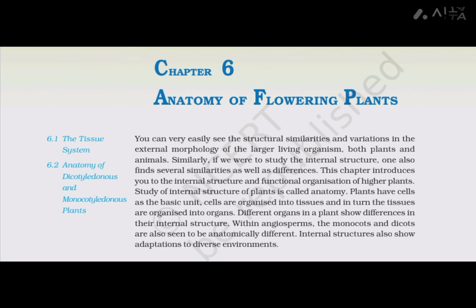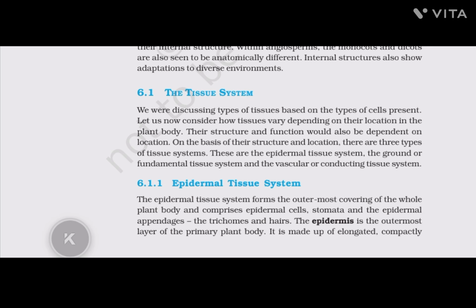Study of internal structure of plants is called anatomy. Plants have cells as the basic unit. Cells are organized into tissues and, in turn, the tissues are organized into organs. Different organs in a plant show differences in their internal structure. Within angiosperms, the monocots and dicots are also seen to be anatomically different. Internal structures also show adaptations to diverse environments.